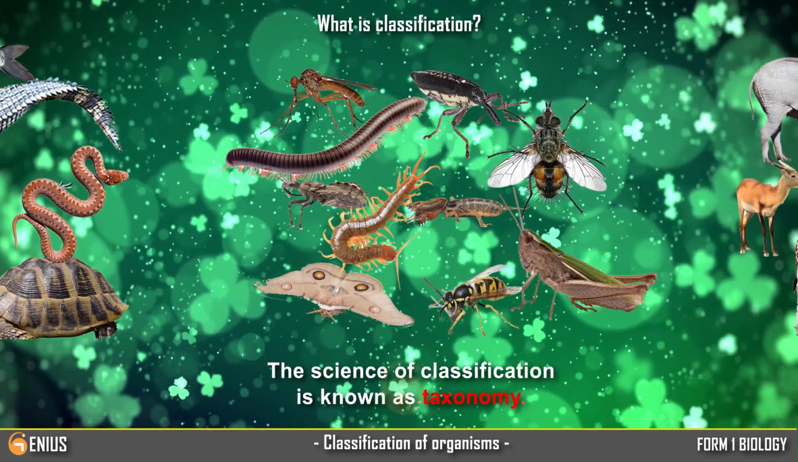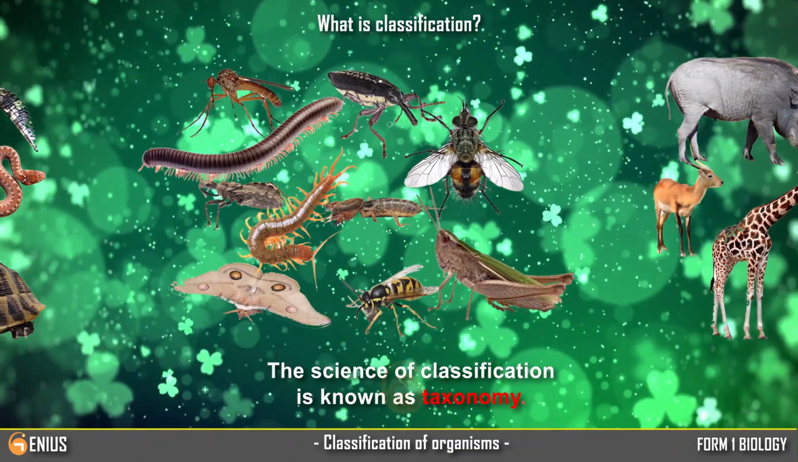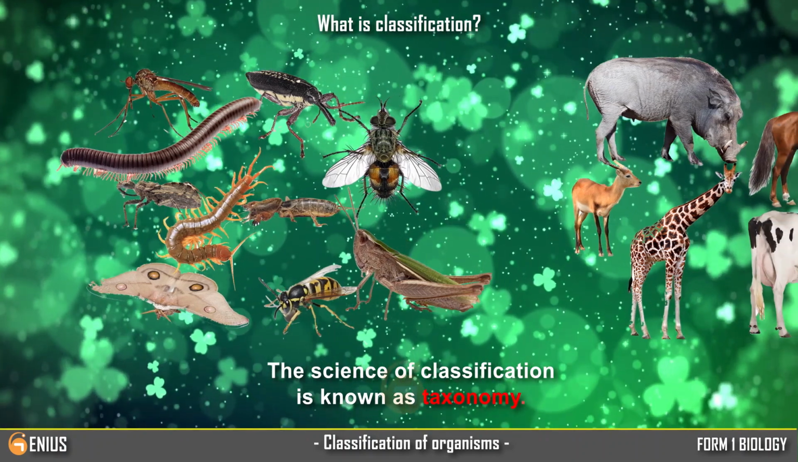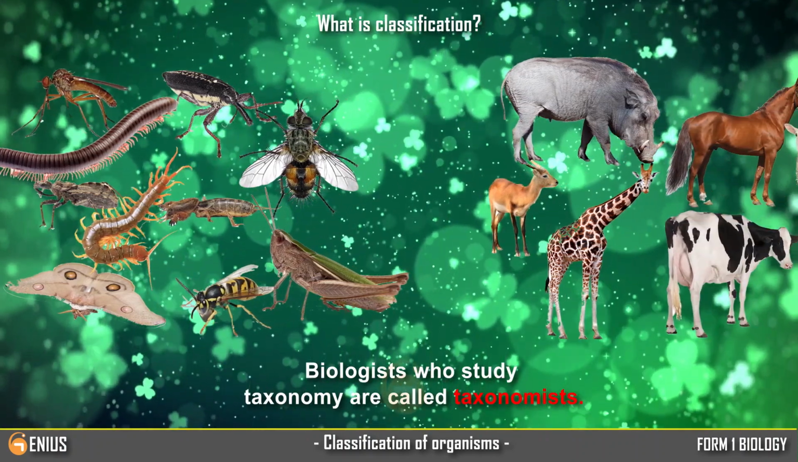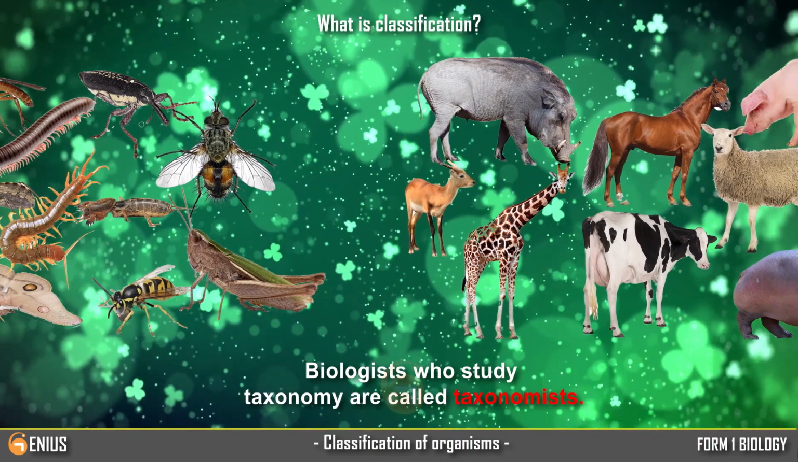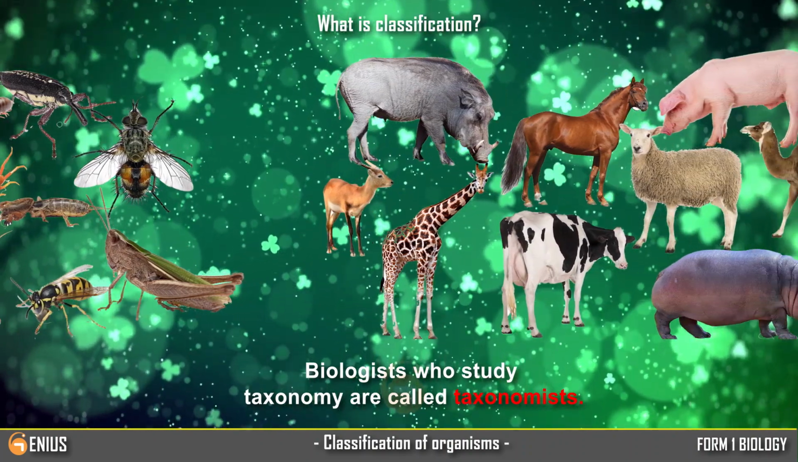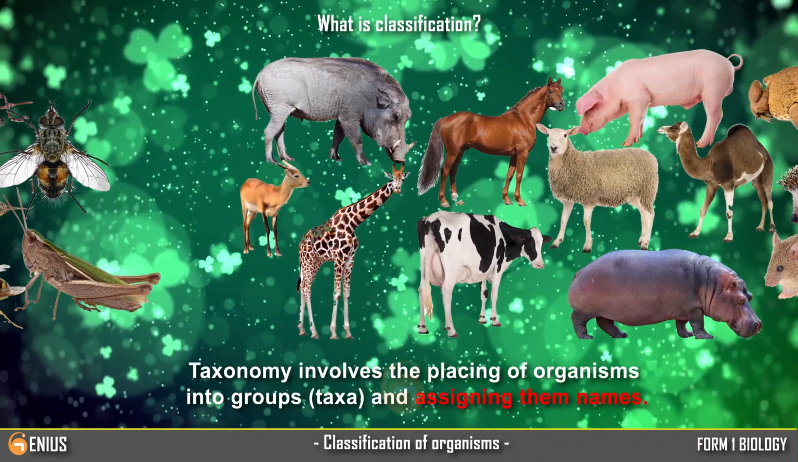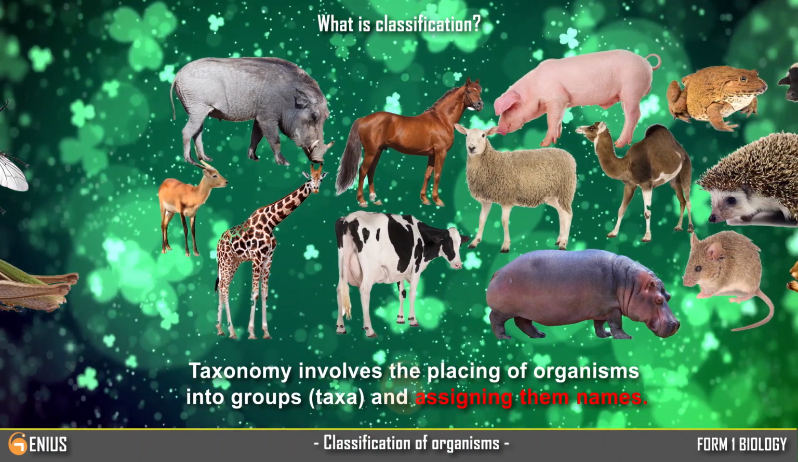The science of classification is known as taxonomy. Biologists who study taxonomy are called taxonomists. Taxonomy involves the placing of organisms into groups and assigning them names.